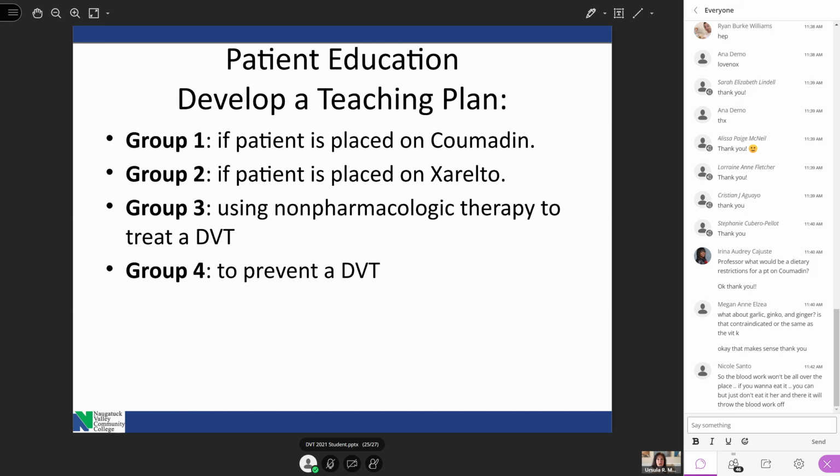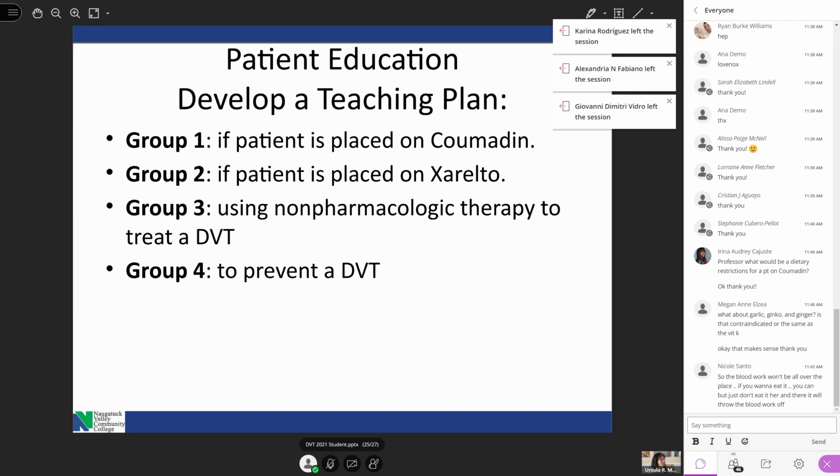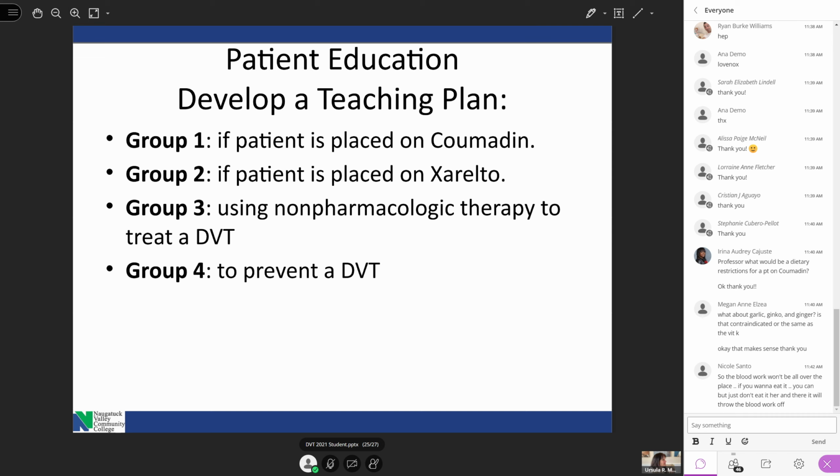is your, I'm trying to think of the word. It just skipped my mind. I lost the word. I'll tell you the word in a second. That is your antagonist. Antagonist is vitamin K for Coumadin.